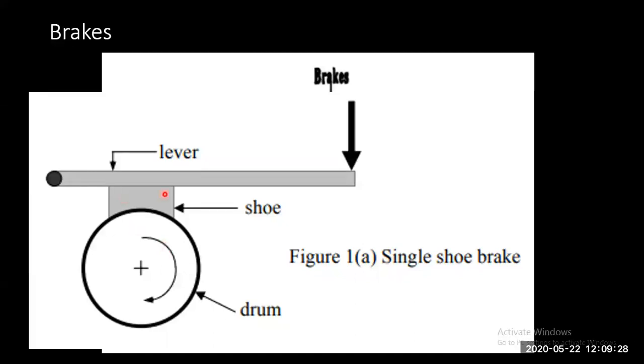Also, you can see there are dual shoe types. The same shoe will be on the opposite side, connected to the mechanism here. When you apply the force, both engage simultaneously, and thereby you have a double action.